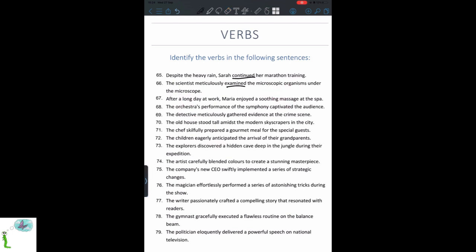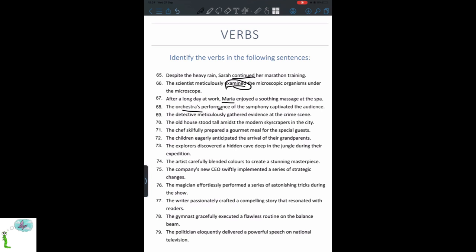Well, the only thing being done here is examining, right? So it's going to be that. After a long day at work, Martha enjoyed a soothing massage at the spa. So you might think the massage is being done, but no. Sorry, it's Maria. The subject is Maria. That's the main person in the sentence. And what's she doing? She's enjoying something. Yes, she's getting a massage done on her, but she's enjoying. It's going to be that.